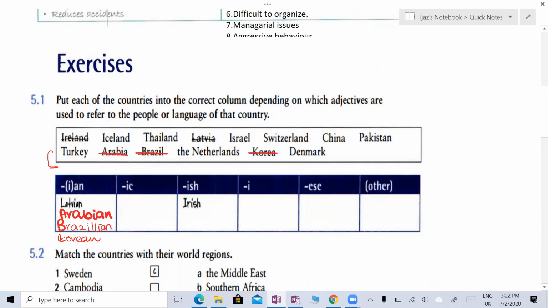Okay. And now we move on to IC. Which countries fall in this category? You know, Icelandic. Icelandic. That's right. That's one. Maybe one more country. Netherlands? I'm not sure about that. Netherlands doesn't end with IC, like Icelandic. Can we say Switzerlandic? No, we cannot. I think we can't.